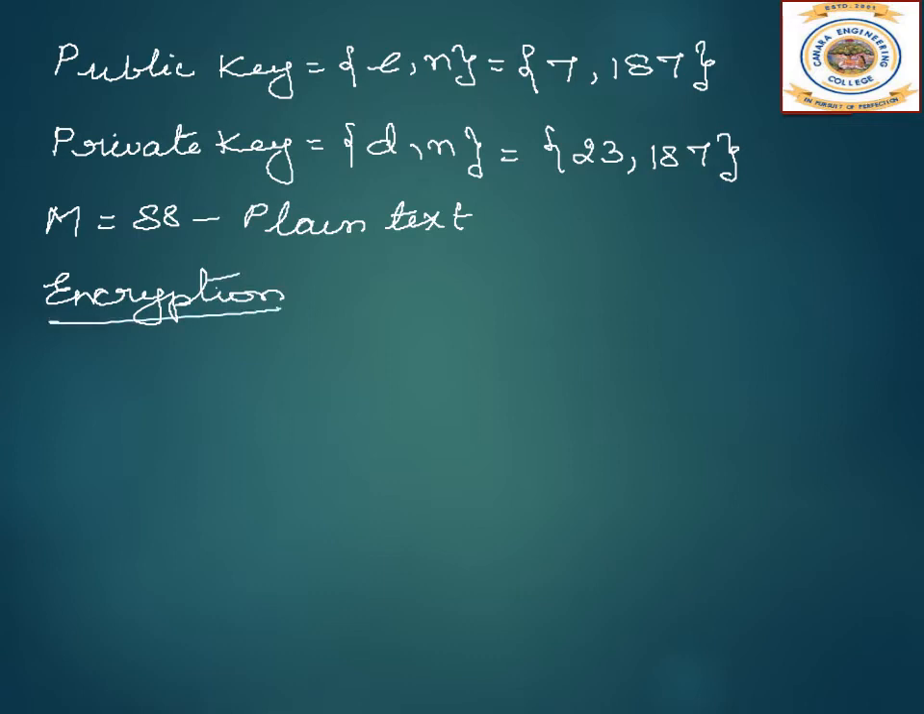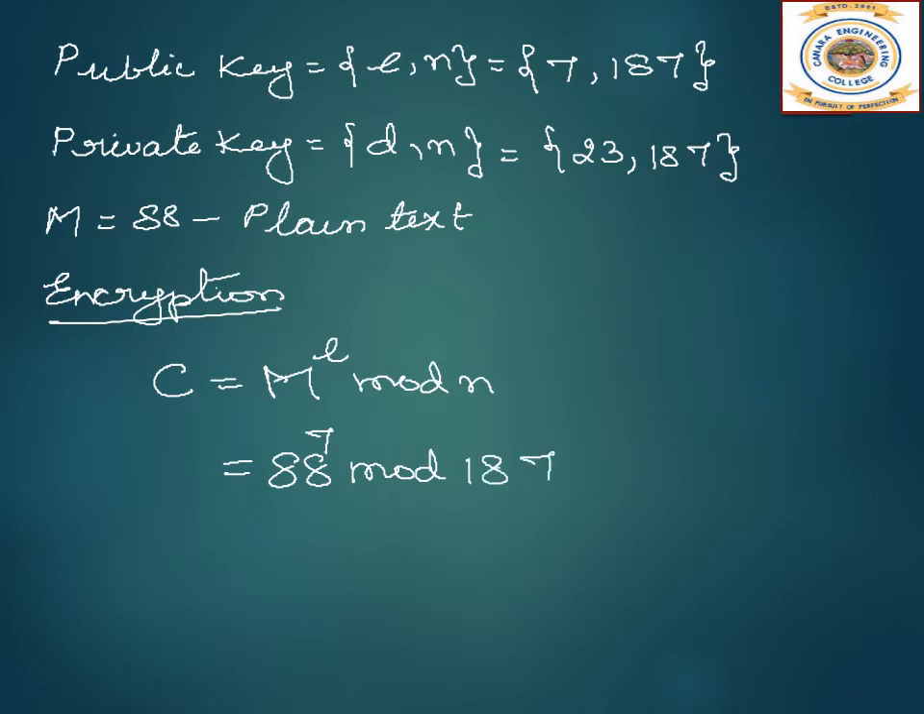So for encryption, what is the formula? C is the ciphertext, encryption: M to the power E mod N. So here what is M? M is 88, E is 7, mod N is 187. Now if I take 88 to the power 7 directly in the calculator, I'm going to get a huge number. So let us do it in stages, with all the exponentiations of 88.